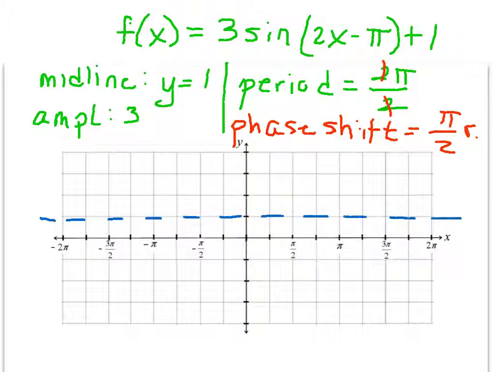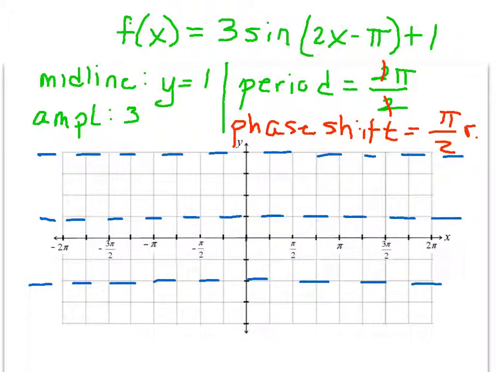Next, the amplitude is 3, so I'm going to go up 3 and sketch a dashed line. That's sort of my ceiling for my sine wave. And I'm also going to go down 3, down to here. And that's going to be the floor for my sine wave.